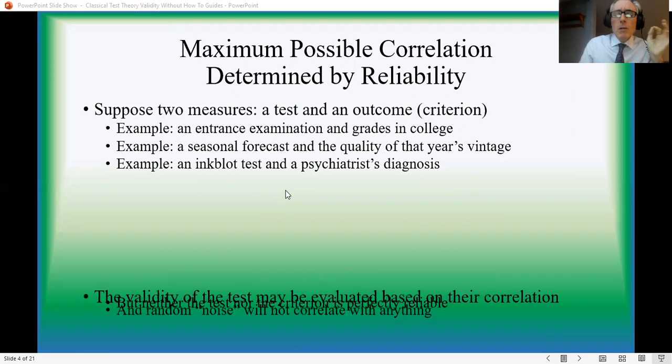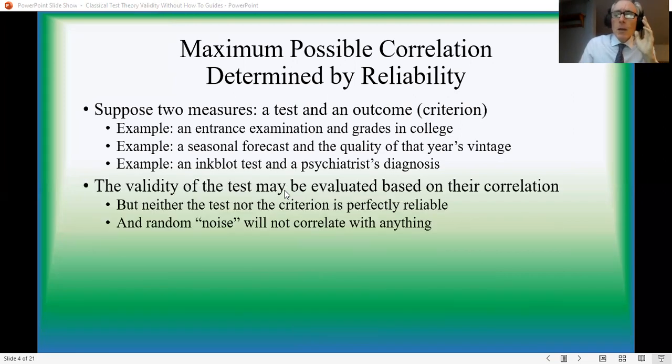Now, in every one of these cases, this is the kind of thing you might design as a sort of validity check on the test, right? Does the entrance exam predict grades? Does the ink blot correlate with diagnosis? Do seasonal forecasts have any usefulness in predicting whether you should buy that year's wine and put it in your wine cellar if, unlike me, you have one?